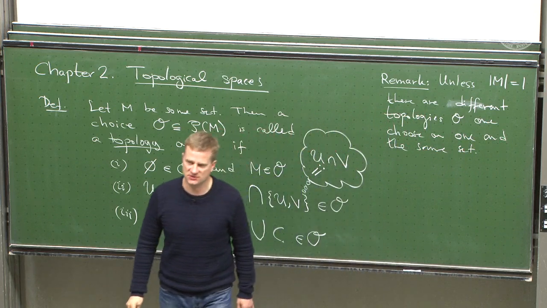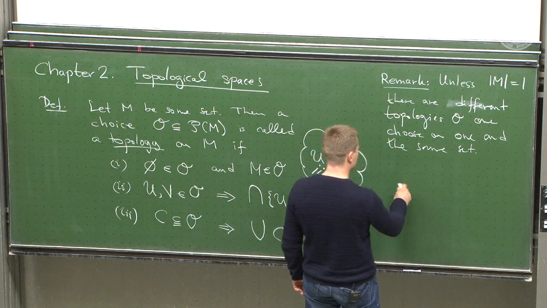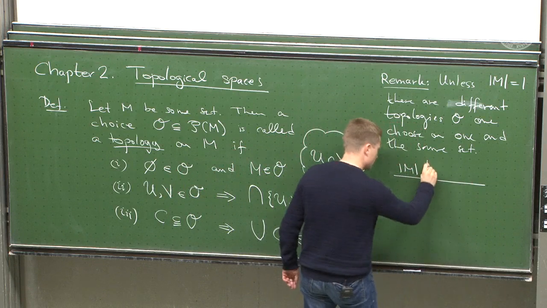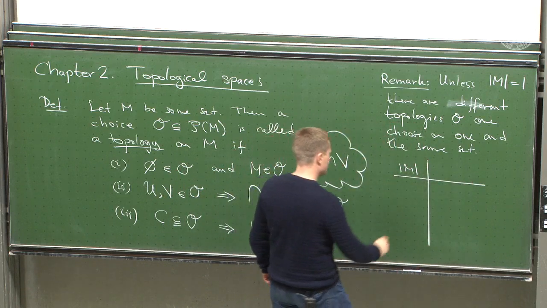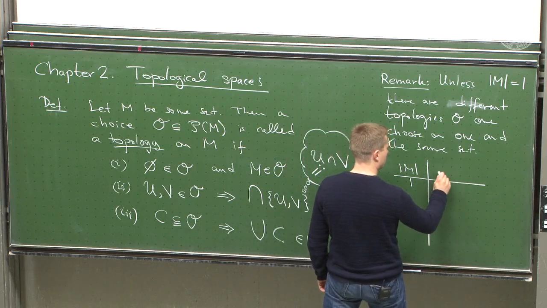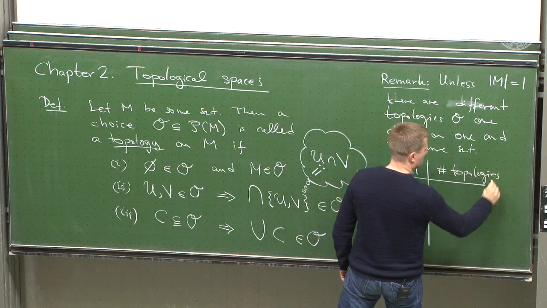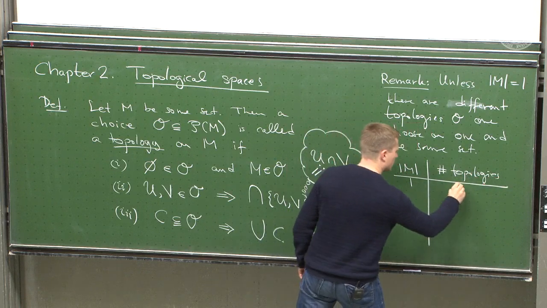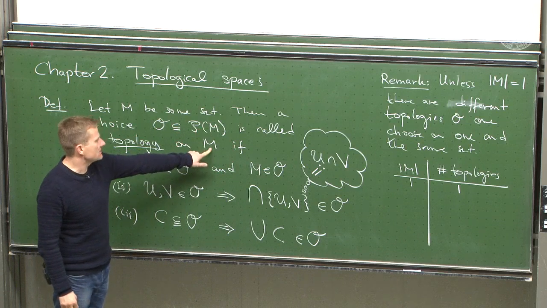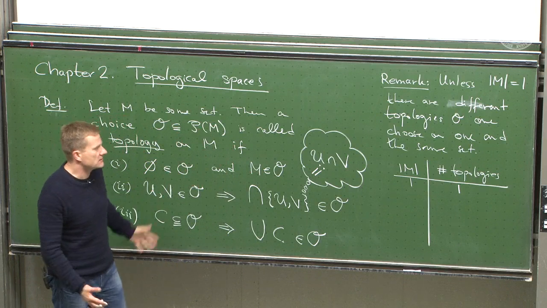So it's a real choice. And we can have a little table. So if the cardinality of the set M, so this is for finite sets, is 1, then how many topologies can you have? So it's the number of topologies one can have. Well, if you have 1, you can only have 1 topology, because you then always have to take the set M itself. It consists of just one element. That's this. You take the empty set, and there are no other choices you can make.